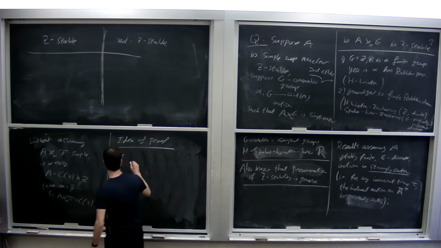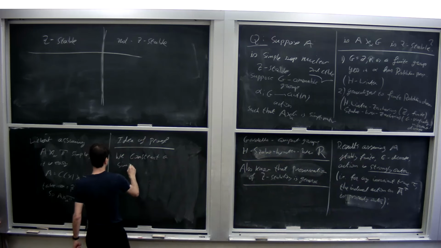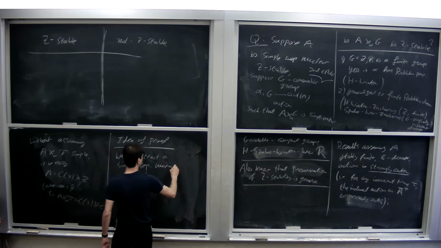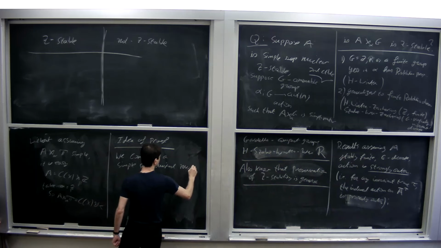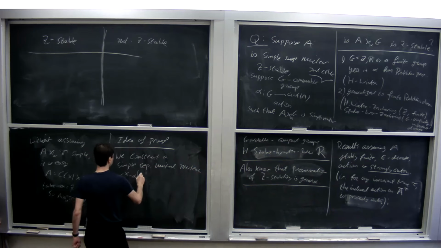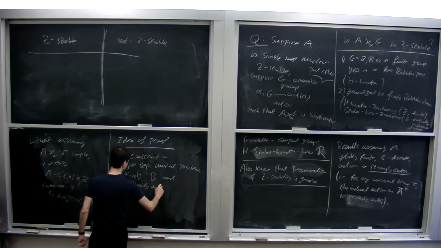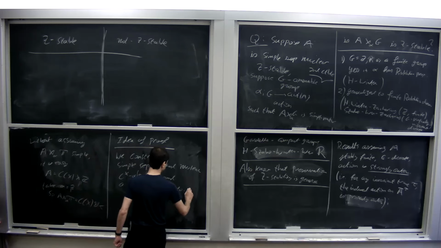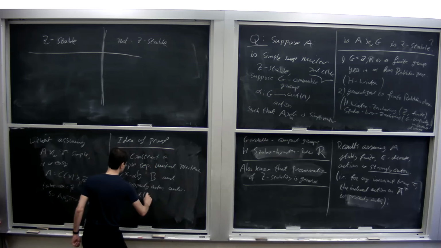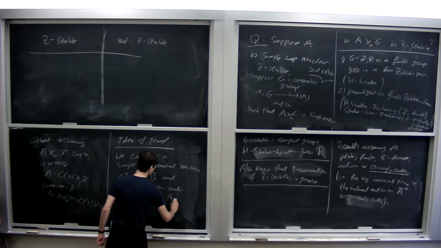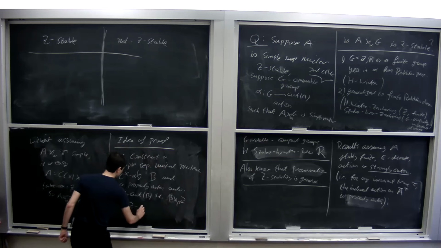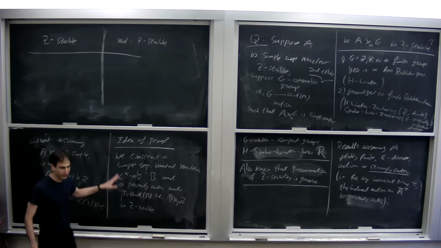So we construct a simple separable unital nuclear, in fact an AH algebra, C-star algebra B, and an automorphism beta such that the cross product is z-stable, right? Okay, so if we can do that, we take the dual action and we're done.